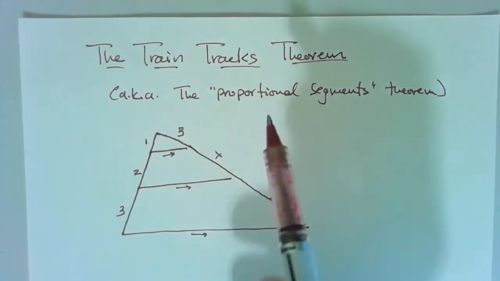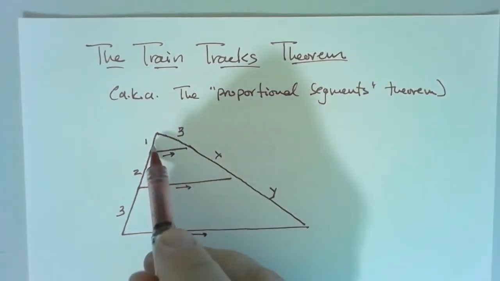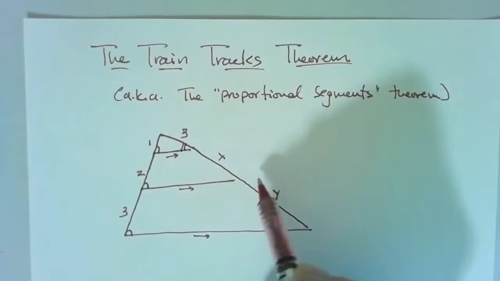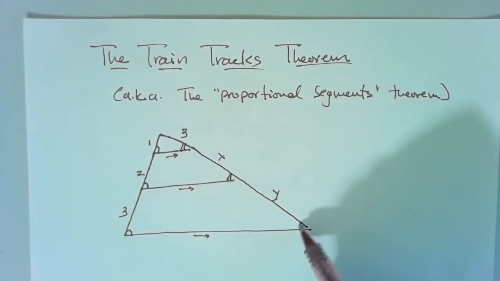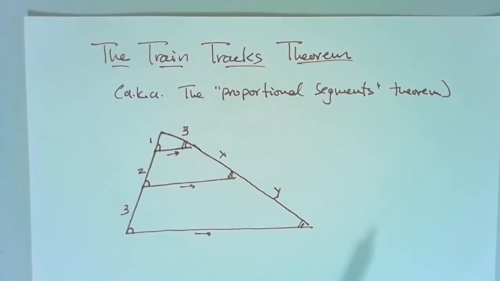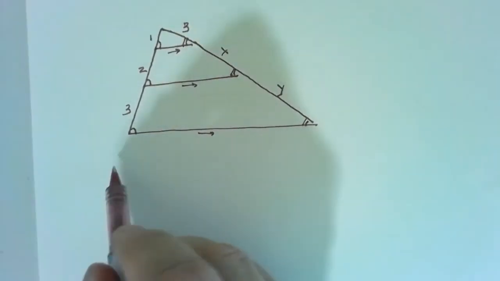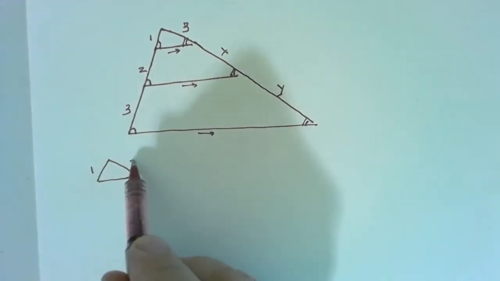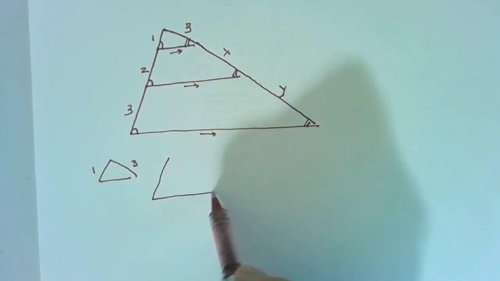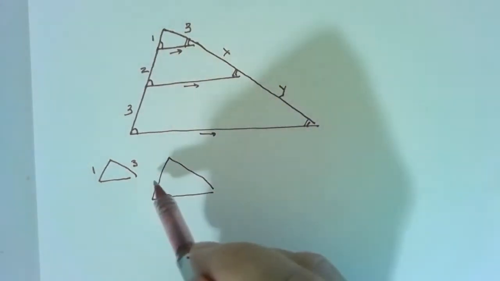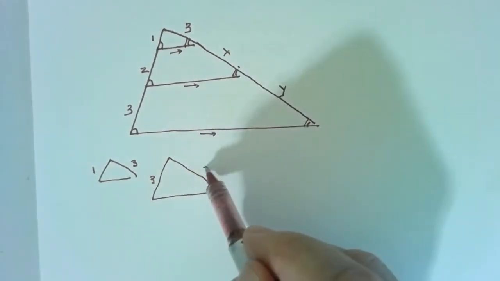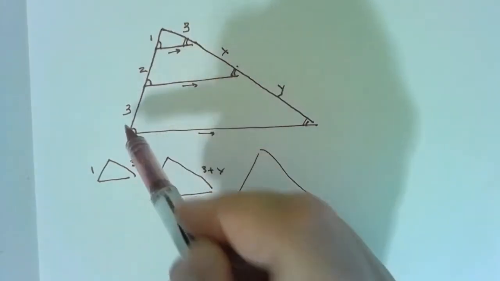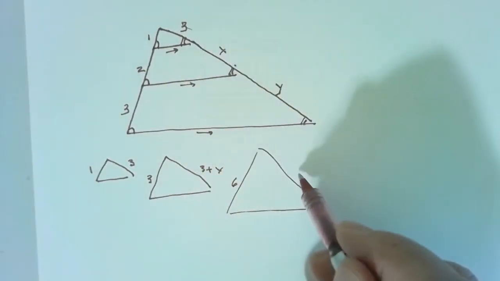Here I have three parallel lines inside this large triangle. And because these parallel lines make congruent corresponding angles, these three triangles, the littlest one, the middle one, and the biggest one, are all similar. So if I draw them separately, so I can do some calculating, the littlest one is 1 and 3. The medium one is 1 plus 2, 3, and 3 plus x. And the largest one is 1 plus 2 plus 3, 6, and then 3 plus x plus y.